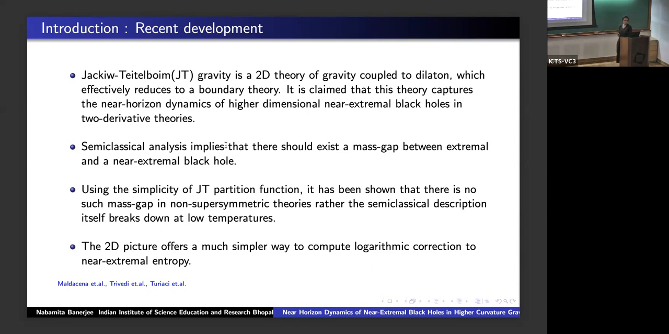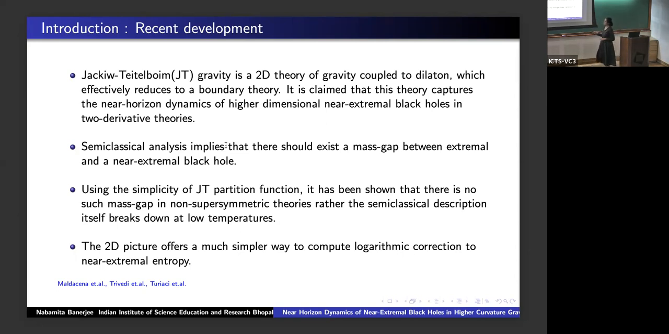But the point is the following: if one does a semi-classical analysis for this system, it implies that there should exist a mass gap between the extremal and the near extremal black hole. I'll also show you this in a few minutes when I give you the semi-classical thermodynamics data. But using the JT partition function, it has been shown that there is no such mass gap even for non-supersymmetric theories; rather, the semi-classical description is just not good enough when one goes to very low temperature. One needs to take quantum effects into account, and when one does that, it can be shown that there is no such mass gap and things are nice.